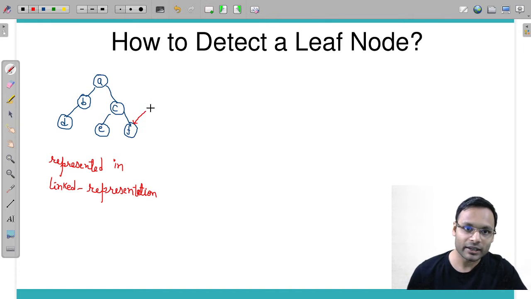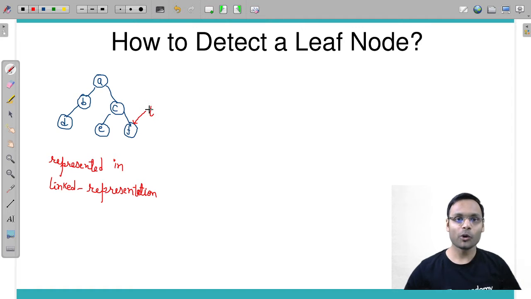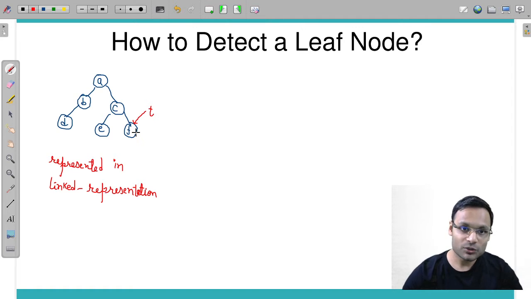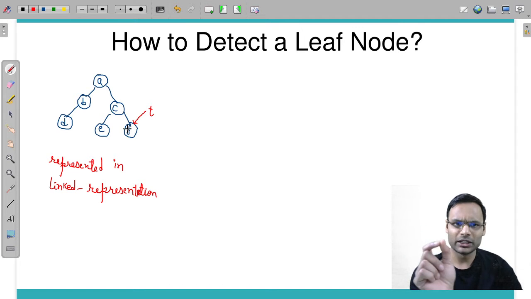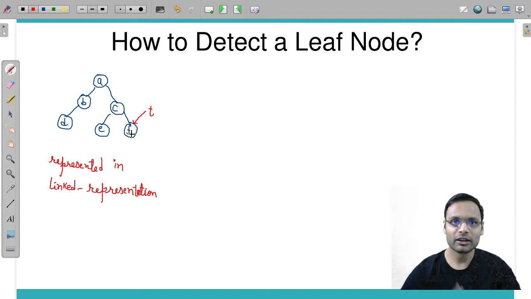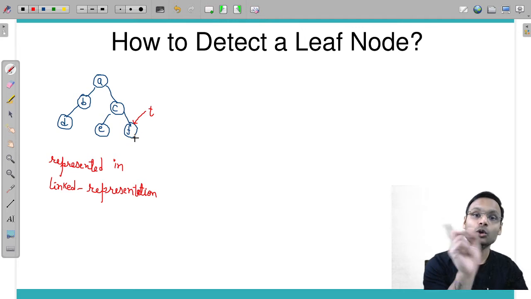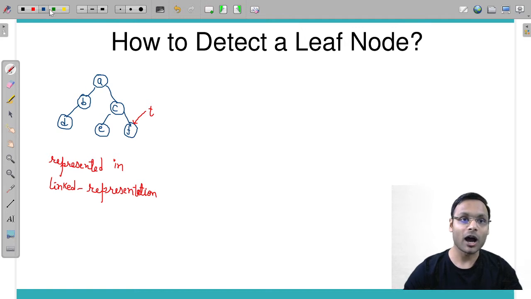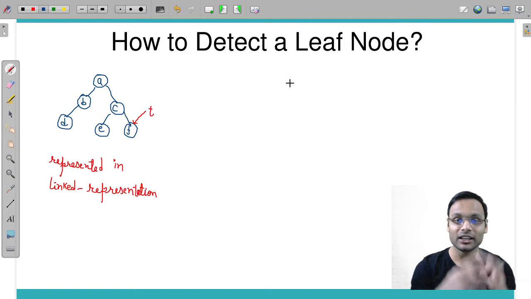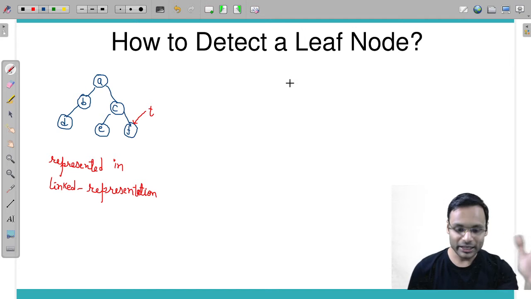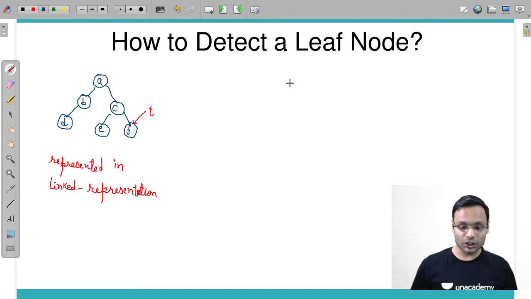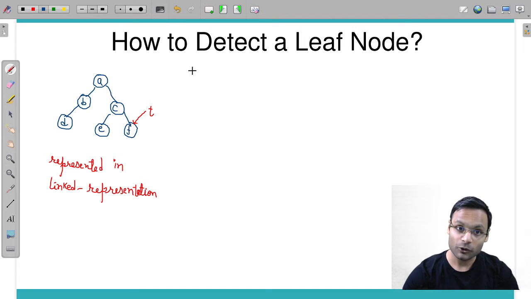I have given you a pointer named T. That pointer is pointing to this node, meaning the pointer is holding the address of this node, value F. Now I want to check if the pointer is pointing to a node and that node is a leaf node or not. How can I check? A leaf node is not having any child. Can you write the condition? Yes, you can write the condition. Oh, somebody has written the condition also.